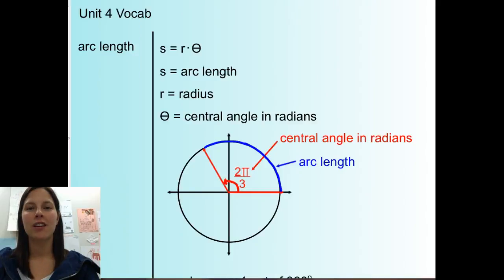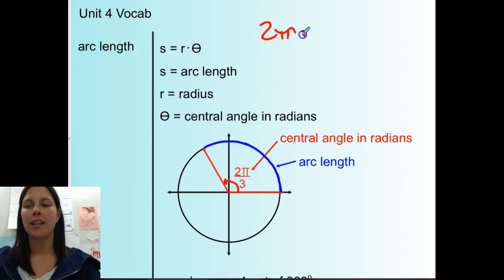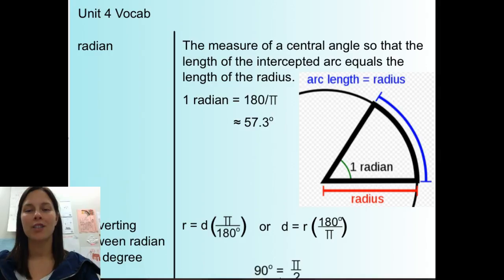Today we're going to take a look at arc length, which is part of the circumference of a circle. Let's start with the formula for circumference of a circle, which is 2 pi times the radius. Thinking about the definition of a radian, I'm going to pull up the notes from yesterday where the definition of a radian is that the length of the arc equals the radius.